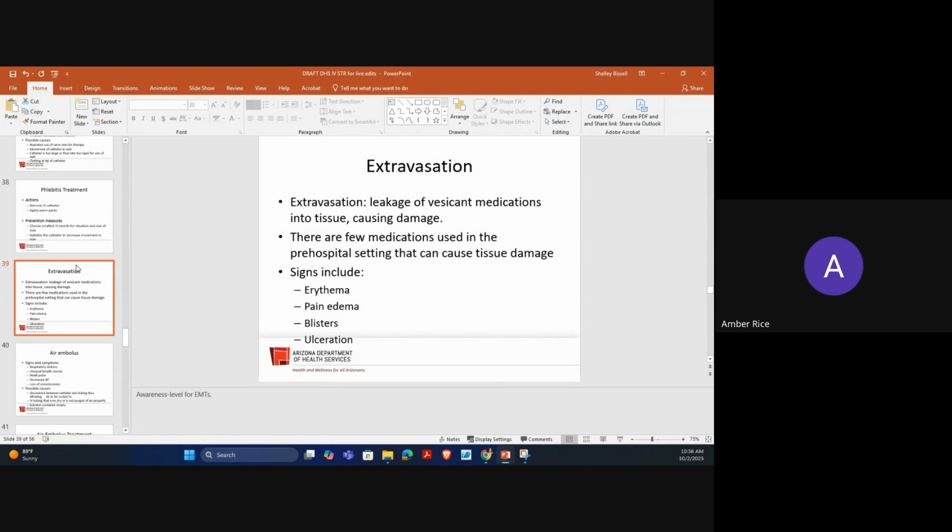And then again, the word vesicant, we don't really define vesicant. You could just say leakage of medications into tissue. Yeah, I like that idea.